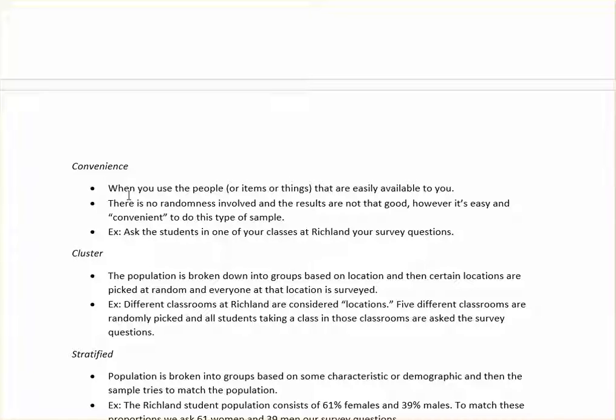Convenient sample is when we just use the people or items or things that are easily available to you. So there's no randomness, the results are normally not that good. However, it's easy and convenient to do this type of sample. So for example, you just ask the students in one of your classes at Richland your survey questions.